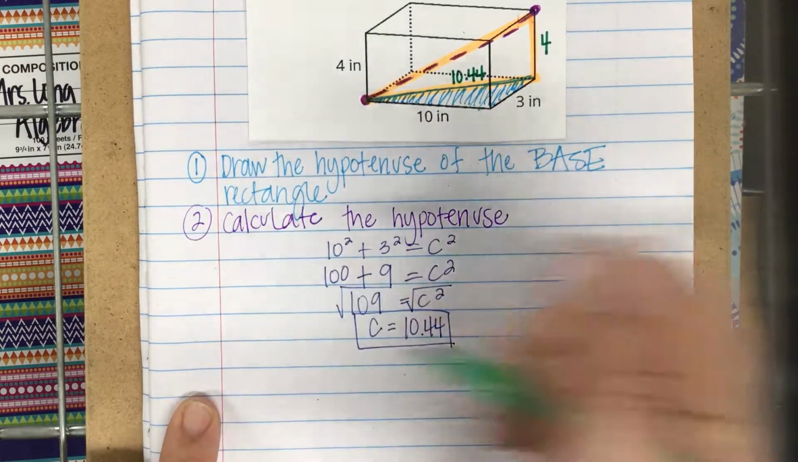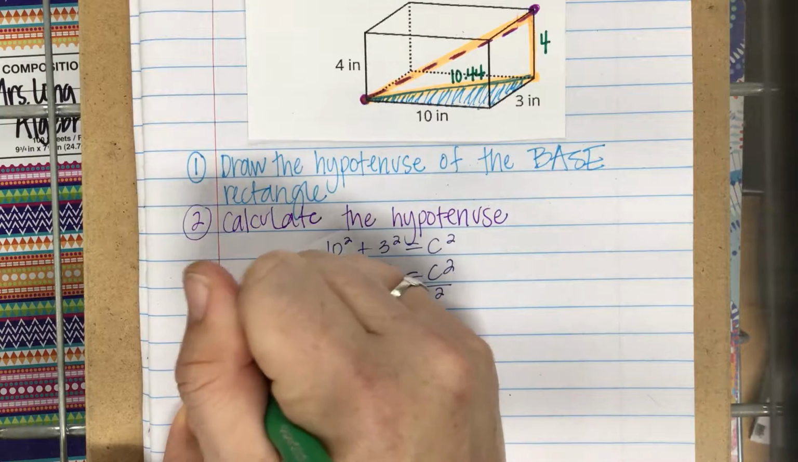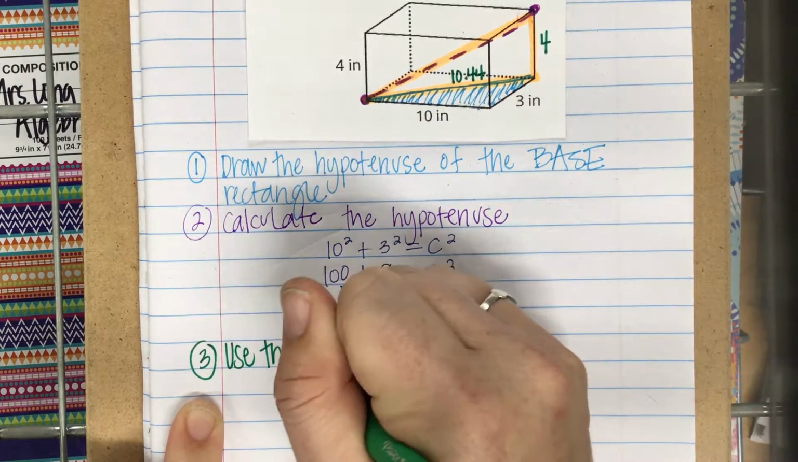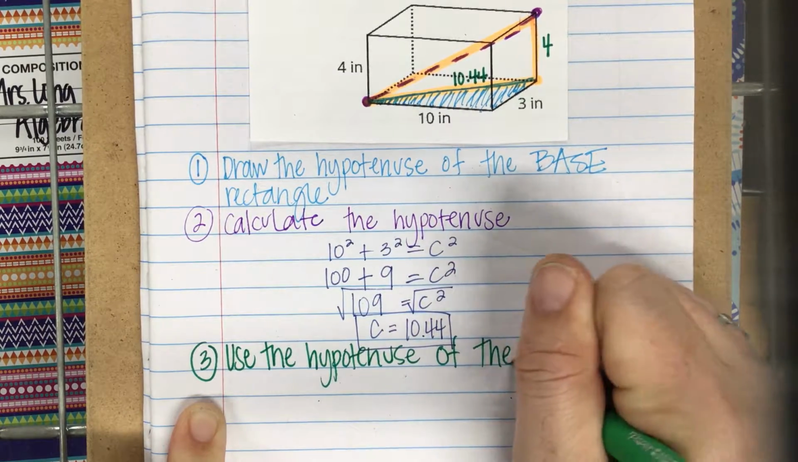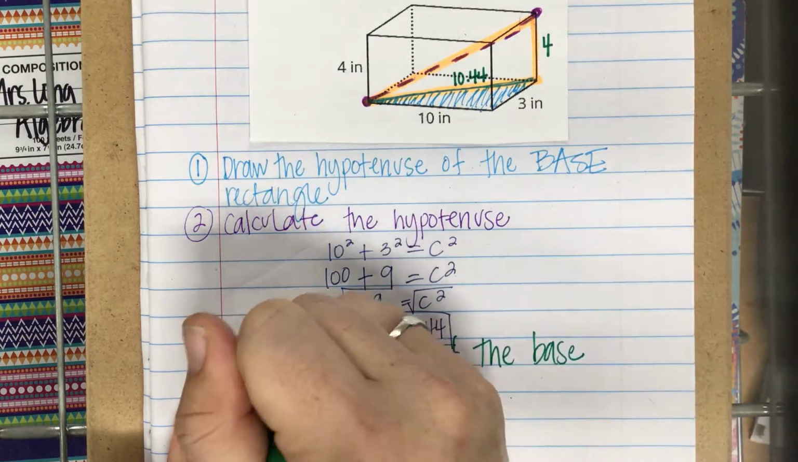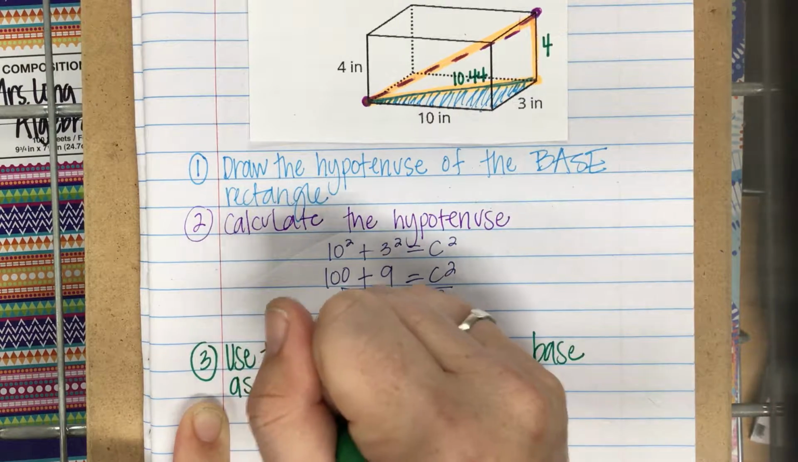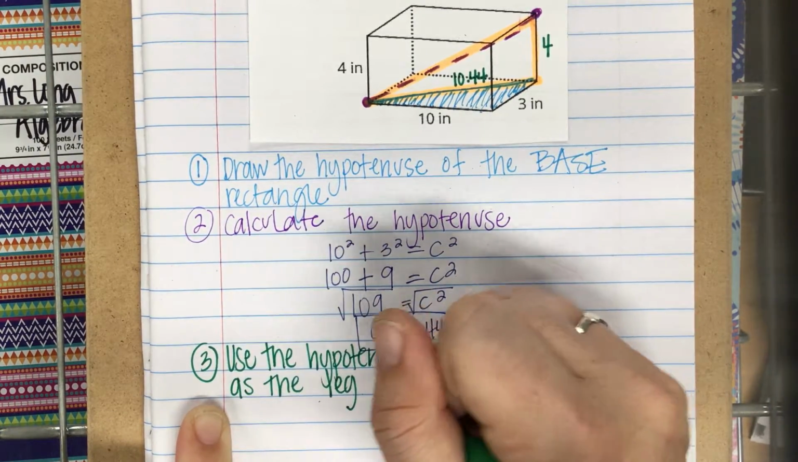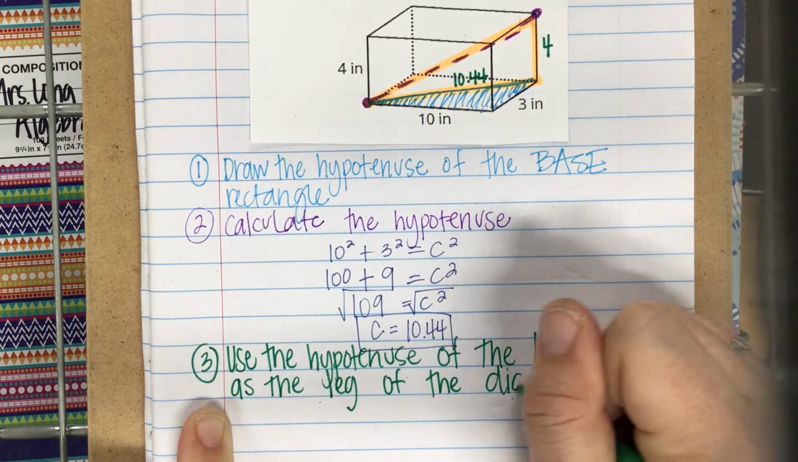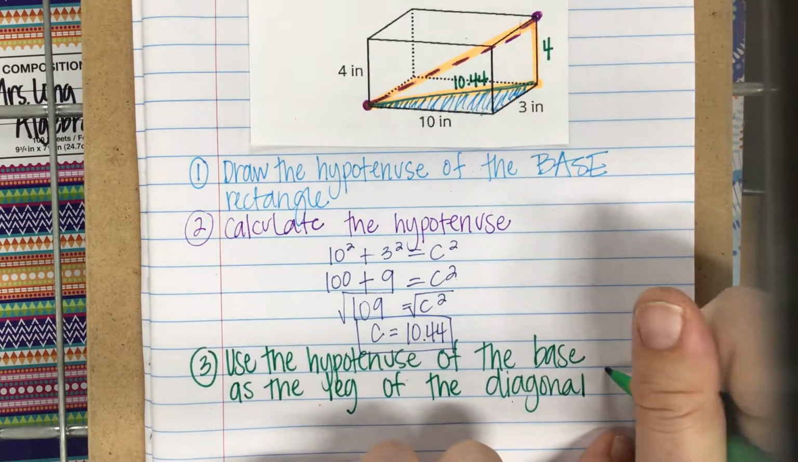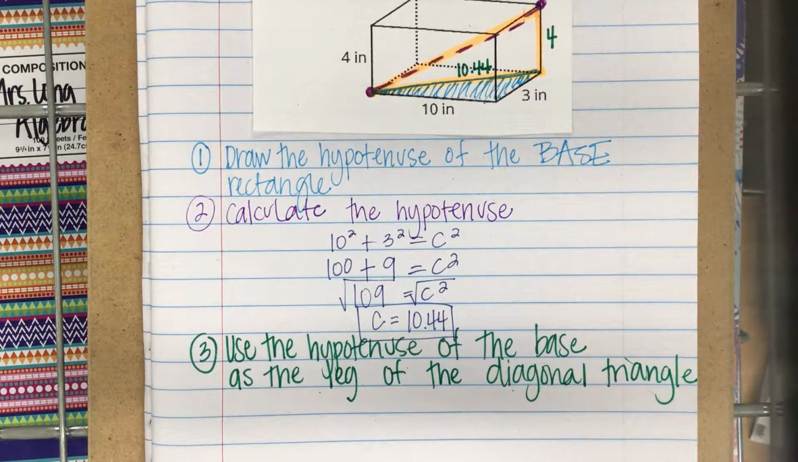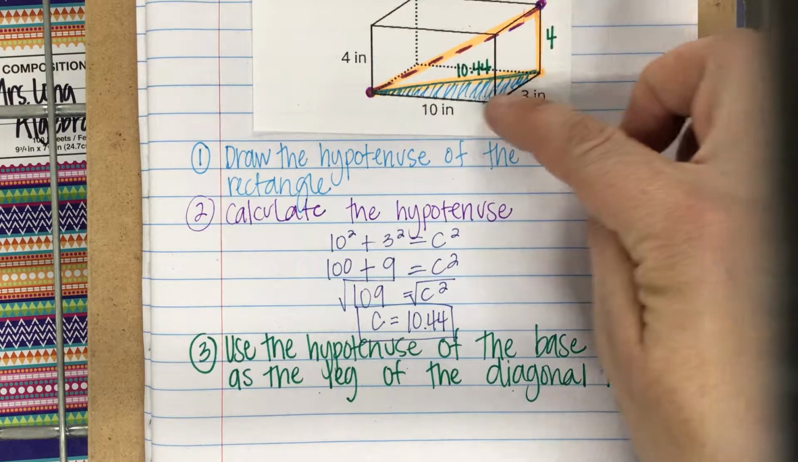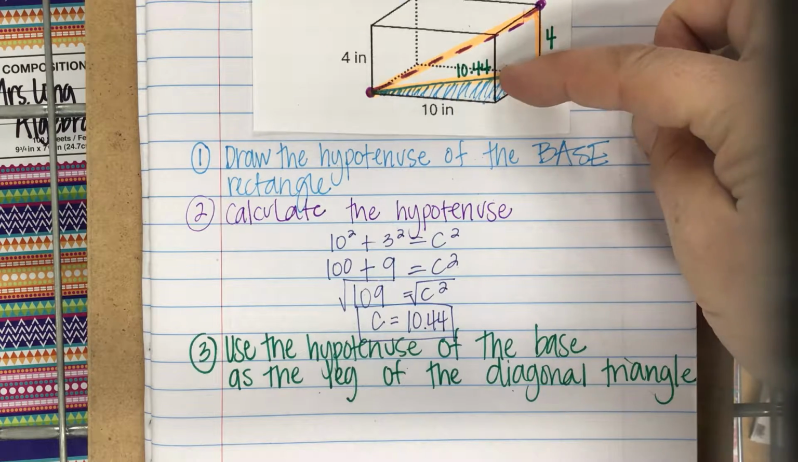So after I do that, step 3 is to use the hypotenuse of the base as the leg of the diagonal triangle. You're going to use the hypotenuse of the base. We just found the hypotenuse of the base down here, right? And I put that on there.